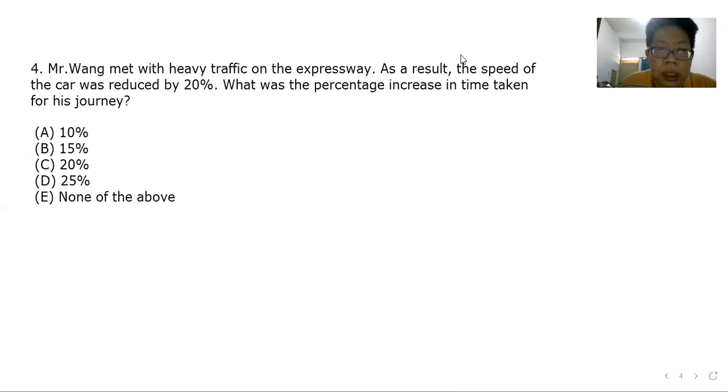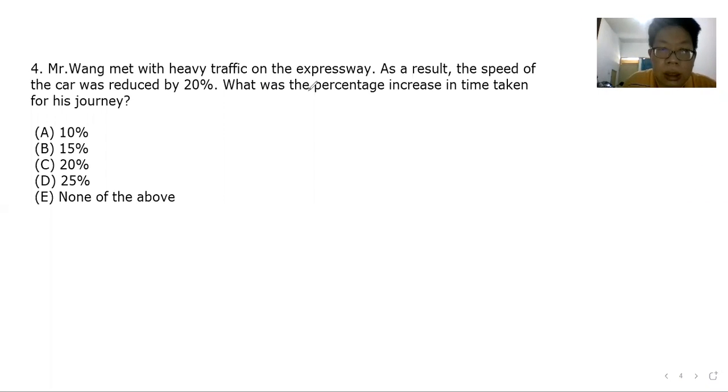This is quite tricky. Mr. Wang met with heavy traffic on the expressway. As a result, the speed of the car was reduced by 20%. What was the percentage increase in time taken for his journey? If we don't think this problem through, we might just answer the question with 20%, but that is the wrong answer. How to tackle this problem?